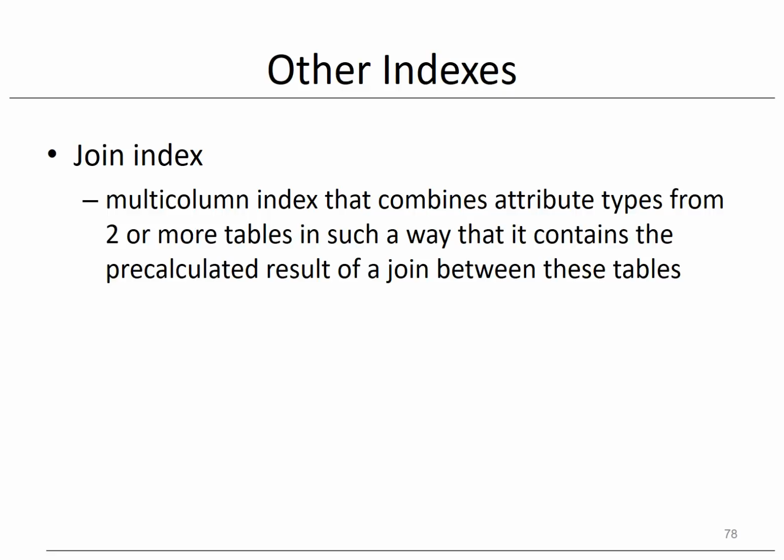A last example of a specific index type is the join index, as supported by some RDBMSs. The latter is a multi-column index that combines attribute types from 2 or more tables in such a way that it contains the pre-calculated result of a join between these tables. In this way, join queries can be executed very efficiently.